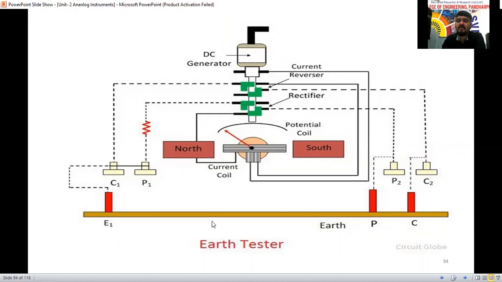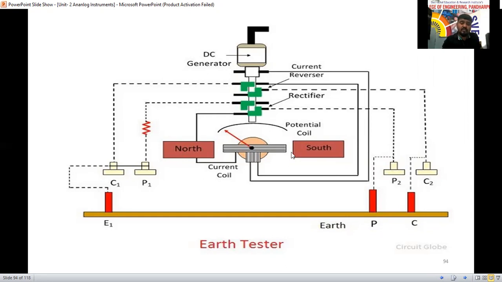So this earth tester has three electrodes. We call them E1, which is the earth electrode, and the potential electrode and the current electrode. From this we are passing the supply. In between P and E1, what are we going to measure? We are going to measure the potential difference between the E1 and P electrodes, that is the voltage. That is the potential rod, and from the C electrode we are going to measure how much current is flowing.